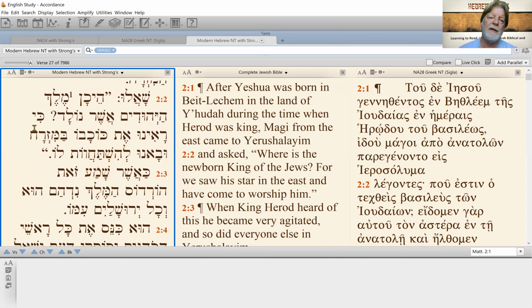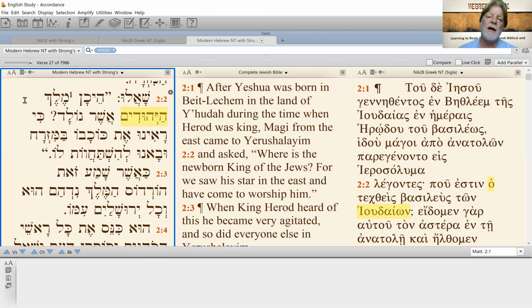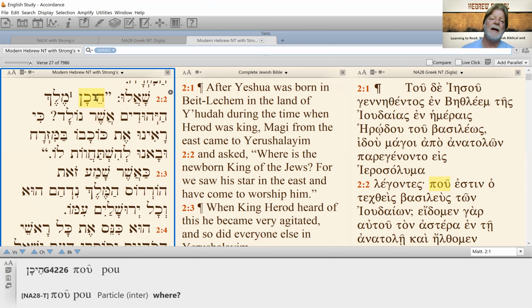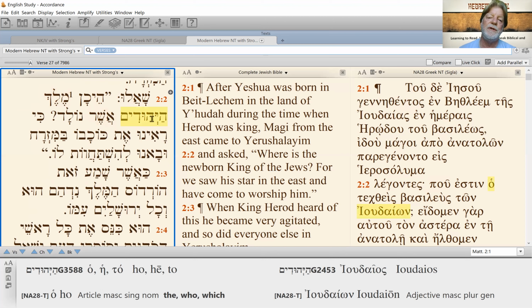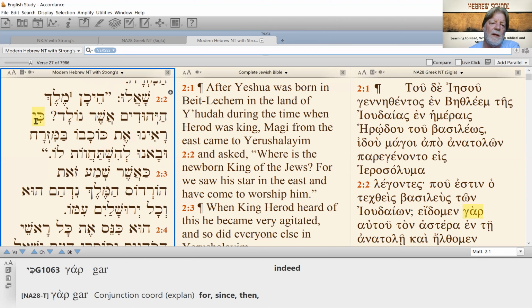And well, what did they do when they got to Jerusalem? Verse 2. Sha'alu, they asked, Hekan, where, Melech, king, Hayuhudim, king of the Jews, Asher, Nolad. So where can we find the king of the Jews who has been born?